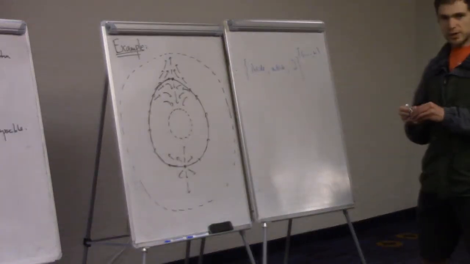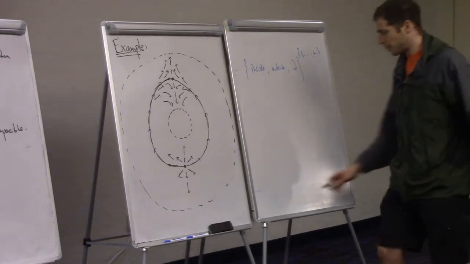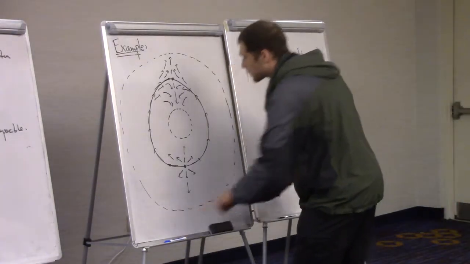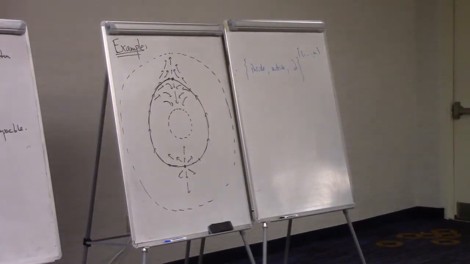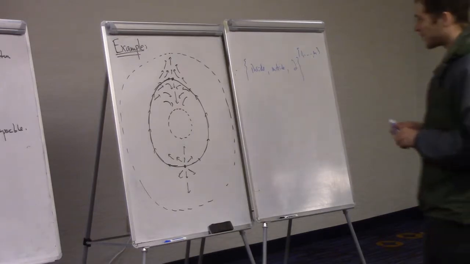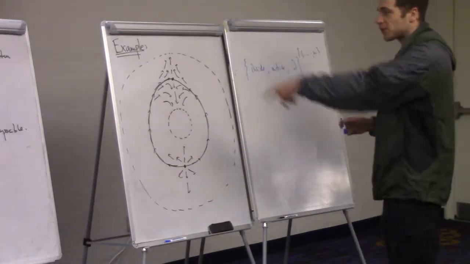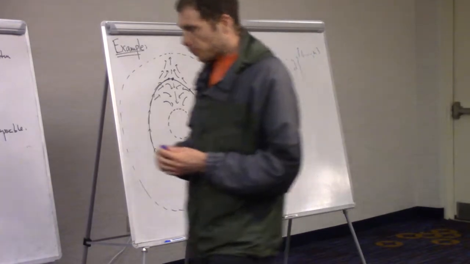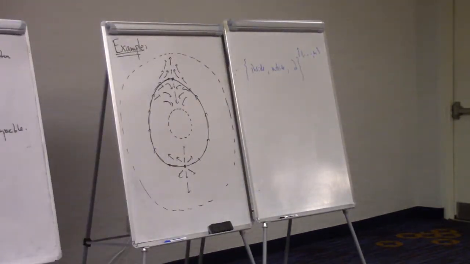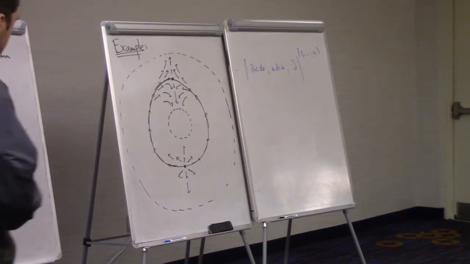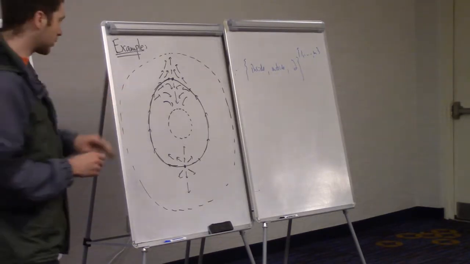Oh wait, is it clear what the Liouville structure is? Okay, so this is the core. The core is a circle, and I claim this is Weinstein admissible. Well, let's take a look at what some semiconic open sets look like.